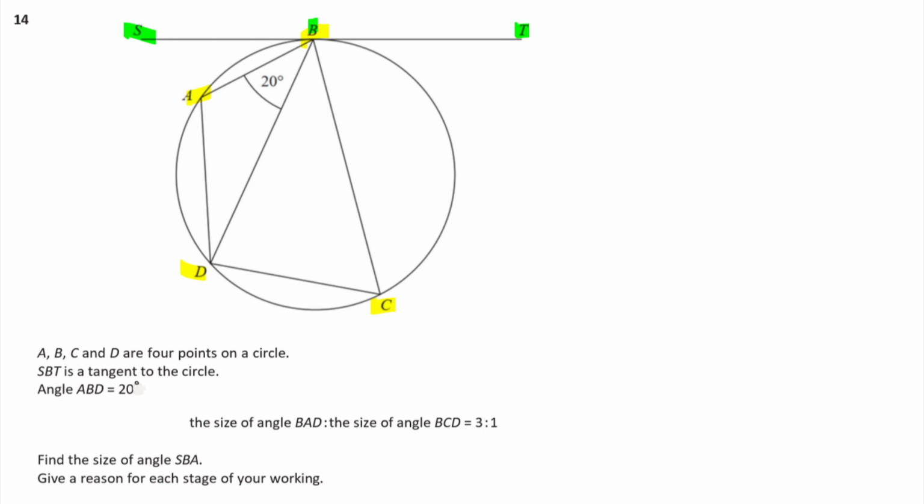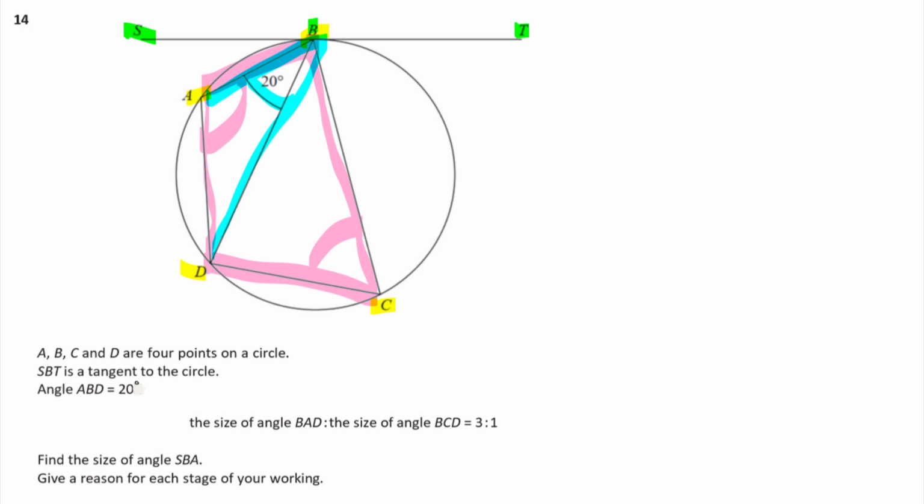SBT is a tangent to the circle. Yes, it is. Angle ABD is 20 degrees. That's there, yes. The size of angle BAD to the size of angle BCD is in the ratio of 3 to 1. So where's BAD? BAD, so that angle there compared to BCD is in the ratio of 3 to 1. So that isn't on there, is it?